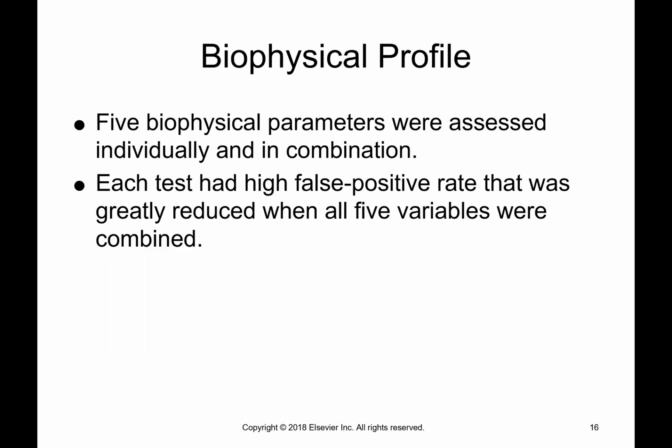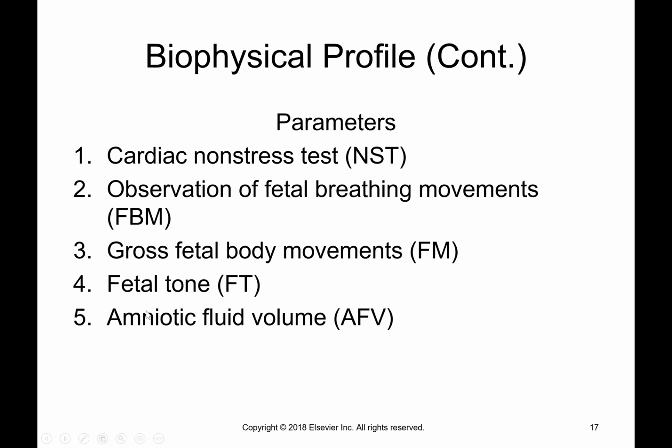So the first thing we're going to learn about in lab when we scan OB patients is a biophysical profile. There are 5 biophysical parameters that are assessed individually and in combination. And when the baby scores really good, it means that the well-being of the baby is good. The ones we do with ultrasound are 2 through 5.